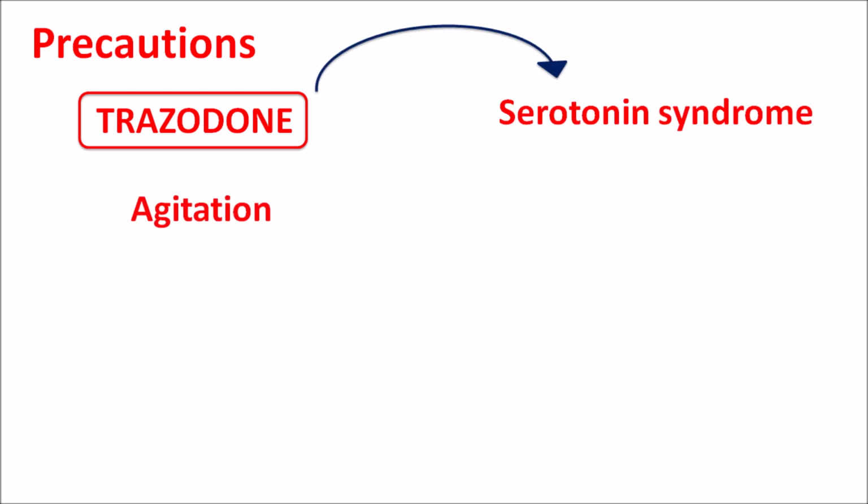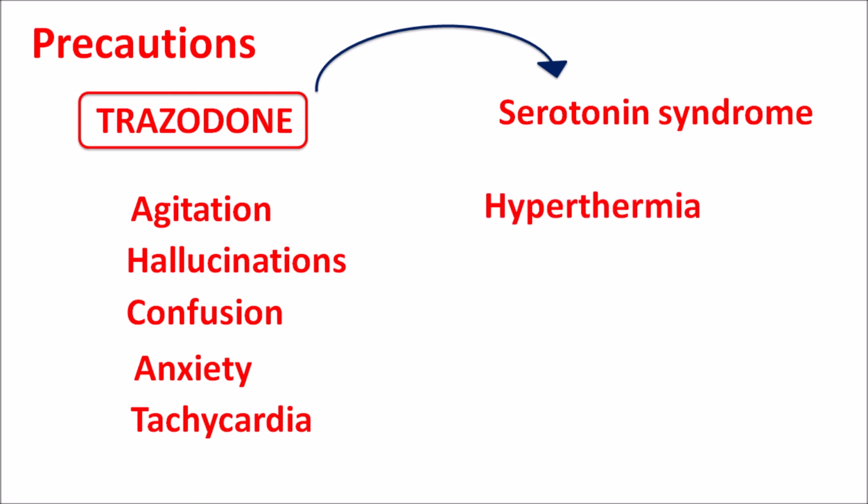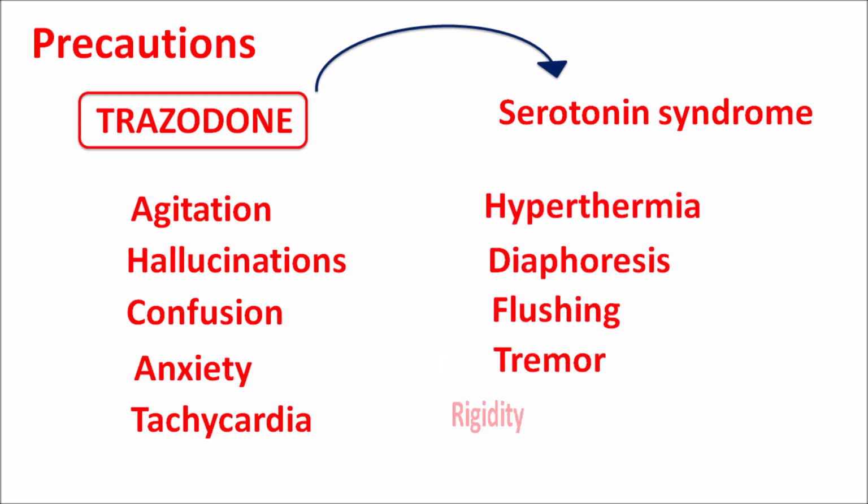Similarly, this drug can precipitate serotonin syndrome, resulting in various symptoms such as agitation, hallucinations, confusion, some anxiety, tachycardia, hyperthermia, diaphoresis, flushing, tremor, and muscle rigidity. Particularly, this syndrome is precipitated with other drugs which also increase the 5-HT levels. So when trazodone is prescribed, the development of serotonin syndrome should be closely monitored within the patients.